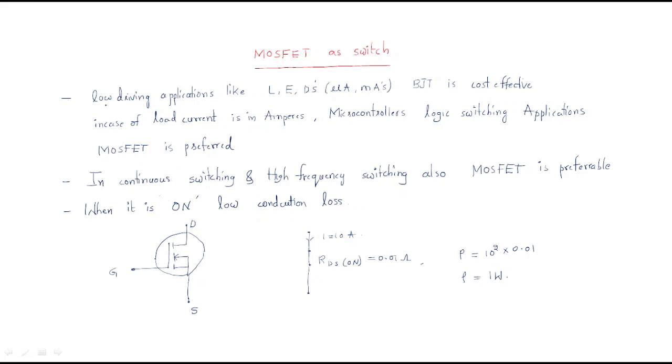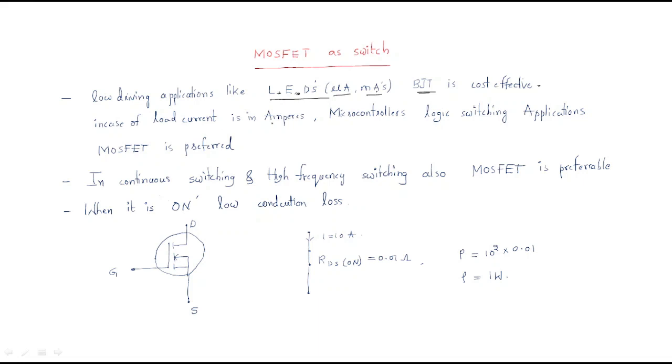Generally, load driving applications like LEDs, light emitting diodes, require only a small amount of current, that is microamps and milliamps. Whenever the current requirement is in microamps and milliamps, for example an LED, BJT is very cost effective. BJT is very low cost.